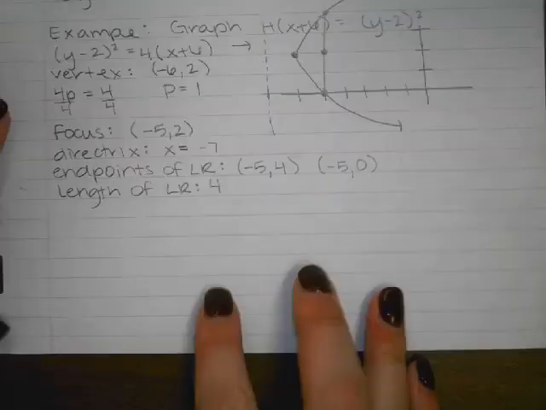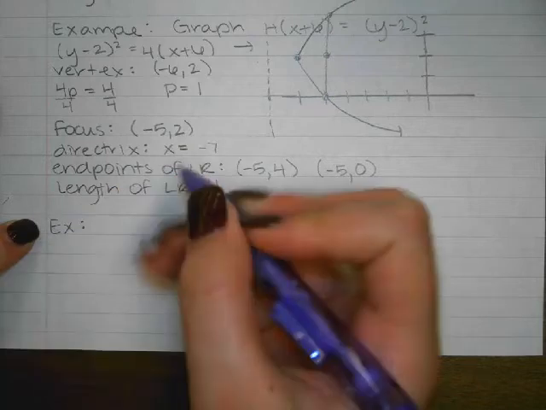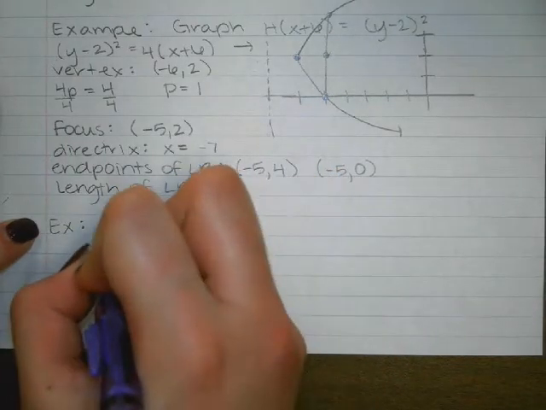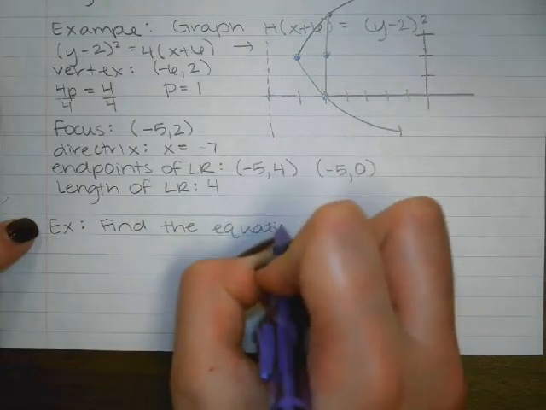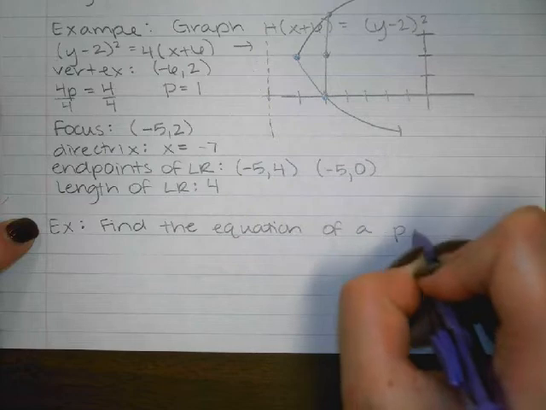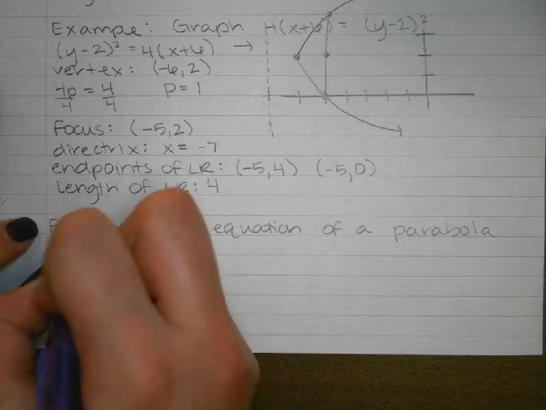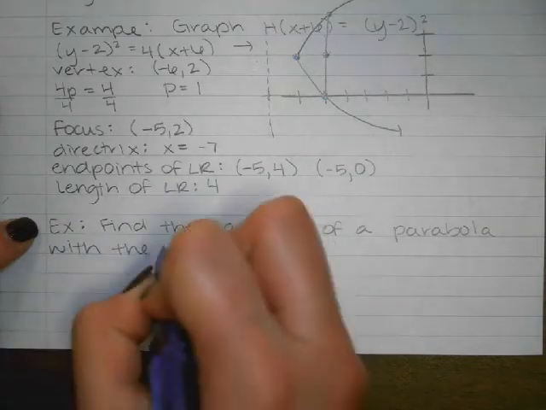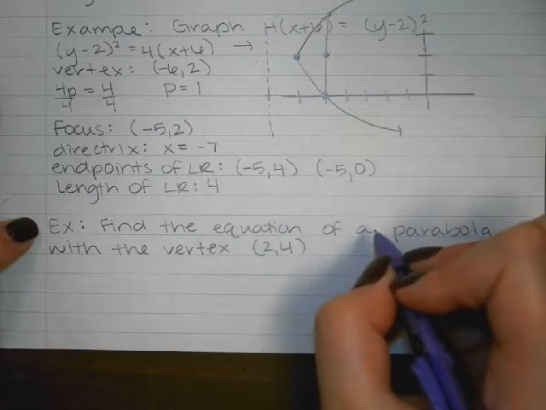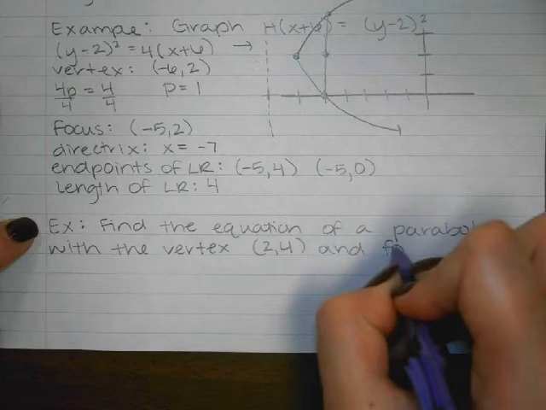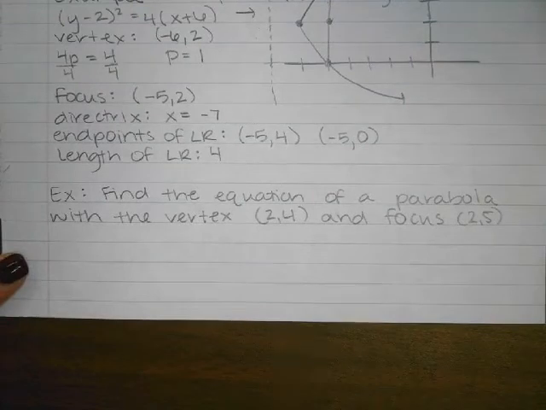Okay. Let's go ahead and do another type of example. So for this one, we are going to find the equation of a parabola with a vertex of 2, 4 and a focus of 2, 5. So what I'm going to go ahead and do always is just draw a little sketch.